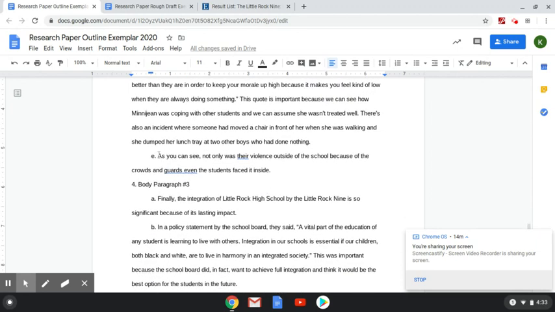Again, letter E signals that this is the last sentence of the paragraph, and it's going to sum things up for us. As you can see, not only was there violence outside of the school, but because of the crowds and guards, but even the students faced it inside, right? So what I would do, again, because I'm reading it gradually, I would put a comma after guards. I would actually change up this transition. I don't like this transition, as you can see. If you can avoid it, please avoid it. And every time I see that, I'm always going to make a comment just on the doc. I would just tell you to use a different transition if you could. So try to avoid that one.